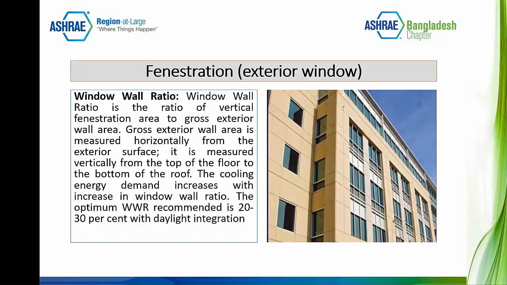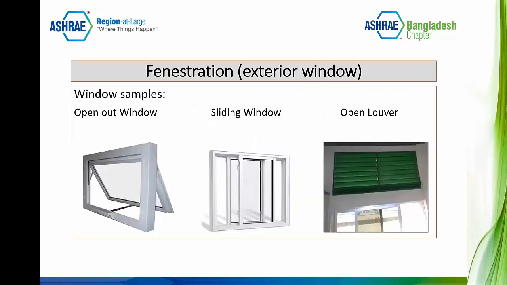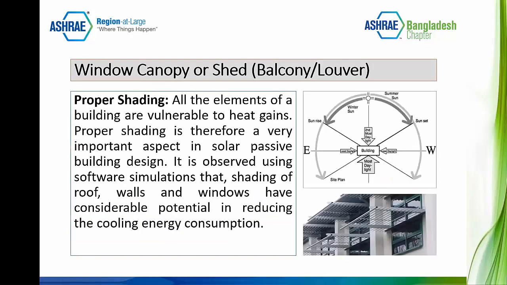So in LEED, the window-wall ratio should be less than 40%. Must. We prefer around 25%. The window-wall ratio should be 25% glass and 75% wall, especially on the south side, west side, and east side. And then also what kind of glasses you're going to use. Right? That's very important. What kind of window you're going to use? Open out or sliding or is there a louver? Okay? It's all up to you to choose.